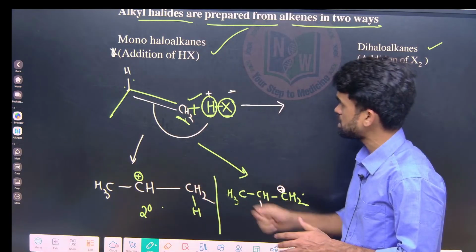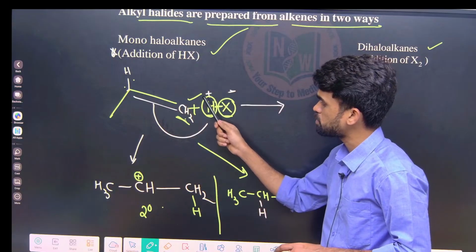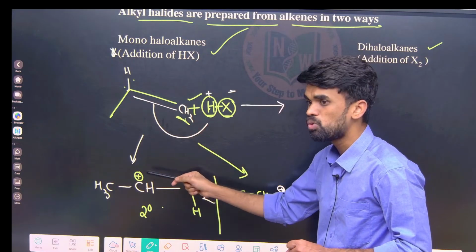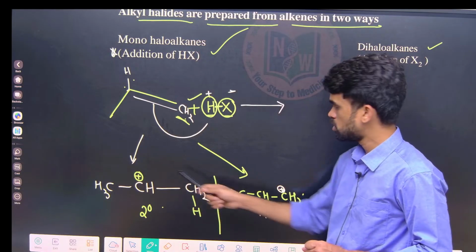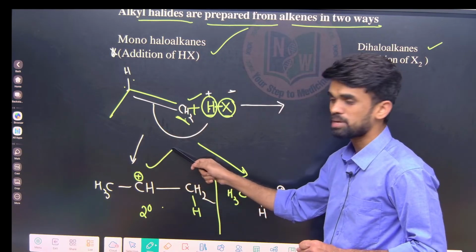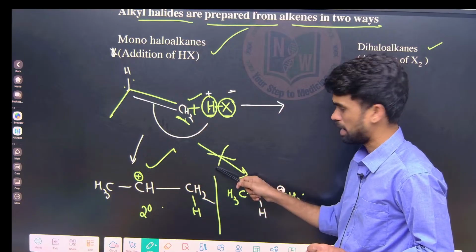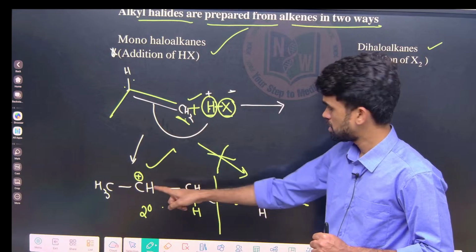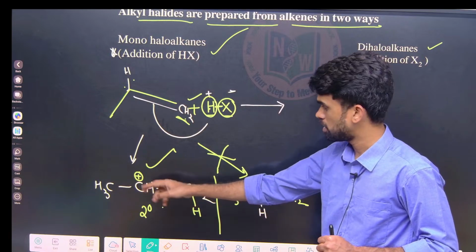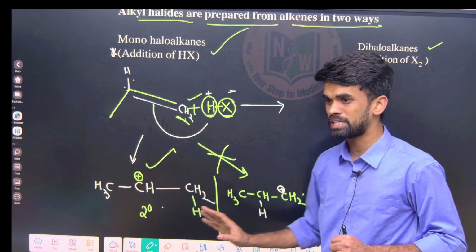So addition of H plus takes place in such a way as to generate the more stable carbocation. Which is the more stable carbocation out of these two? This one. So this will be formed majorly, and the other will be a minor amount. So what is our major intermediate formed here? The secondary carbocation. Now this will decide your major product and minor product.